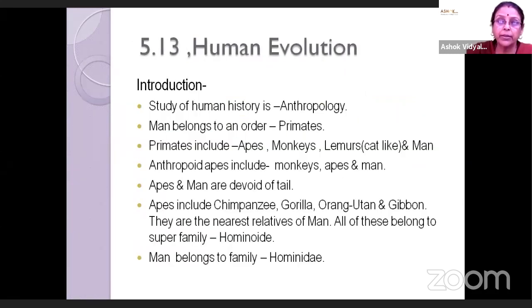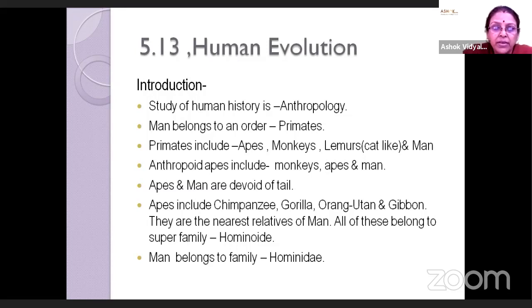Next, we will see human evolution, that is the next article 5.13. In human evolution, students, we will first see the introductory part. The study of human history is known as anthropology. Man belongs to the order primates, and primates include apes, monkeys, lemurs. Lemurs look cat-like. Then anthropoid apes include monkeys, apes, and man. Apes and man are devoid of tail.